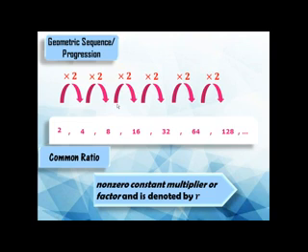ratio. Therefore, the common ratio tells us whether a sequence is geometric or not. If the common ratio exists, then the sequence is geometric. If the common ratio is absent, then the sequence is not geometric.